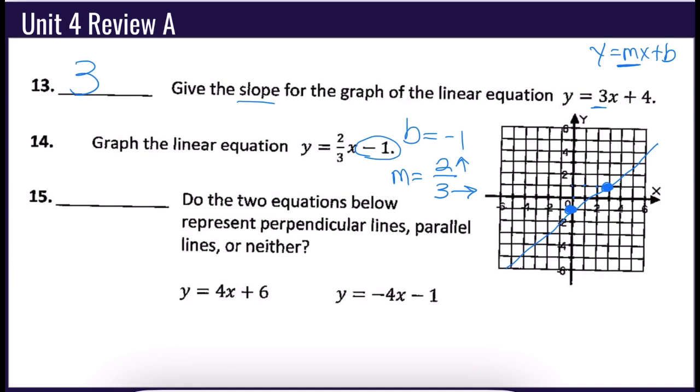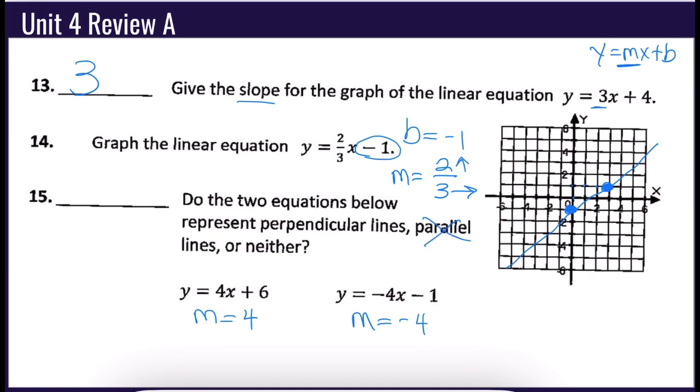For 15, they want to know, do these two equations below represent perpendicular lines, parallel lines, or neither? Remember, if things are parallel, they will have the same slope. If they are perpendicular, they will have the opposite reciprocal. And if it's neither one of those, then it's just neither. So let's look at the slopes for both of these equations. In the first equation, our slope is 4. In the second equation, our slope is -4. They are not the same slope, so they cannot be parallel lines.